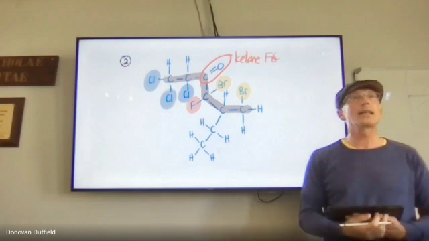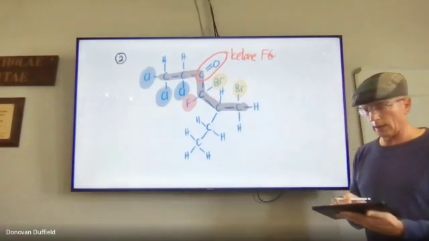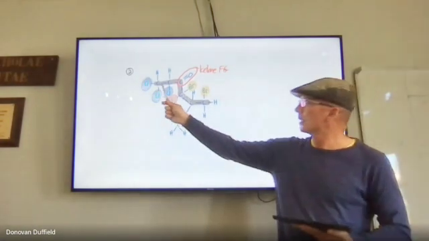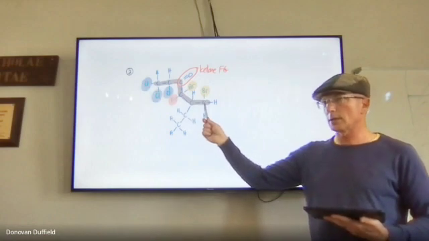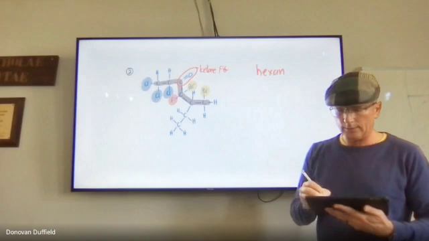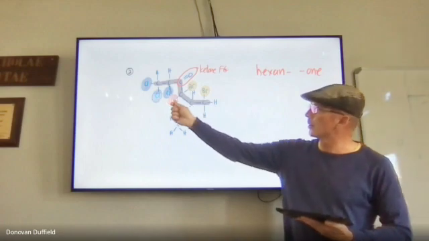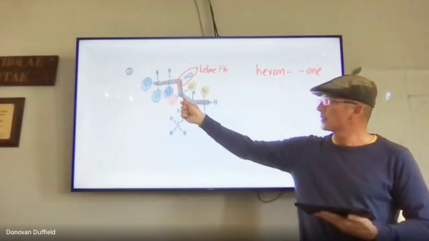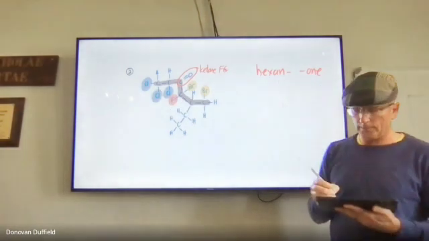So this is a ketone, right? Looking here, if we count the number of carbons, it's 1, 2, 3, 4, 5, 6. So this is going to be hex and one, all right? Now if we look here, 1, 2, 3, 4, 5, 6. If we count from left to right, that is hexan-3-one.